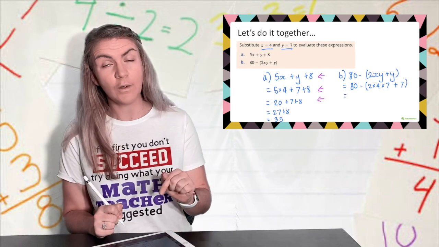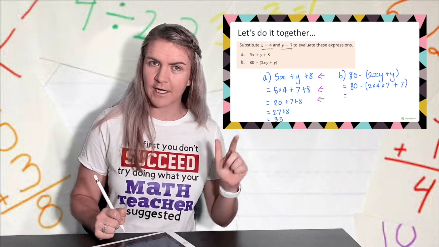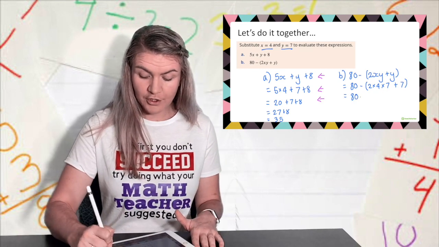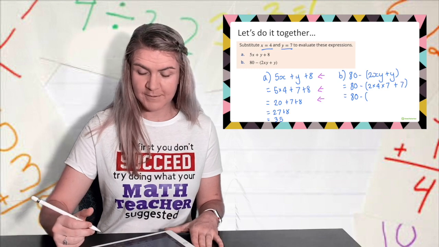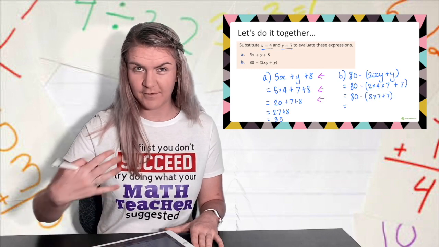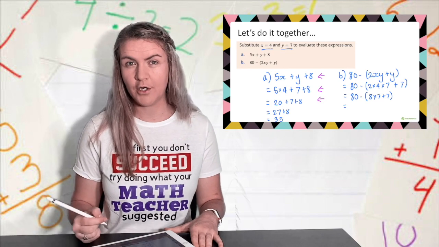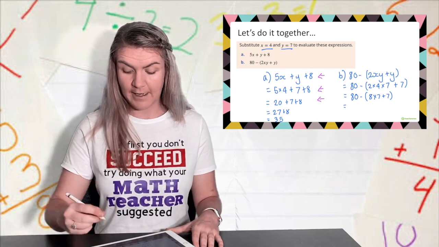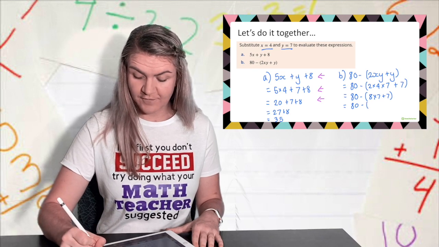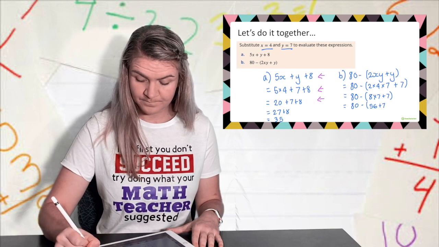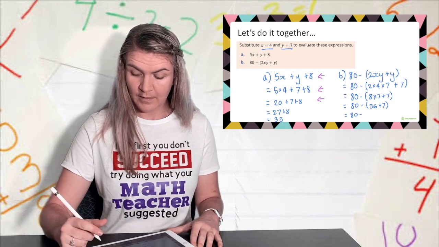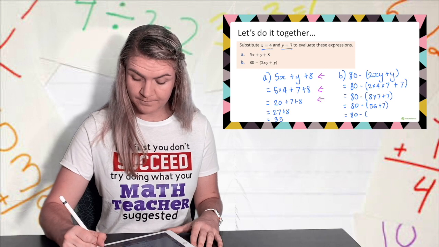So 2xy is the same as 2 times x times y, so that's why I've got 2 times 4 times 7. Got to do those brackets first. 2 times 4 is 8. Now you don't have to write that on the next line, you can do the whole brackets in one go. It's really up to you. I just like writing out all my steps. 8 times 7 is 56. 56 plus 7 is 63.